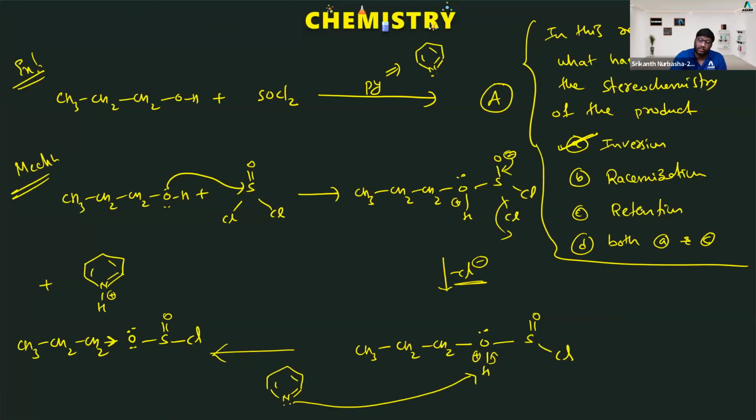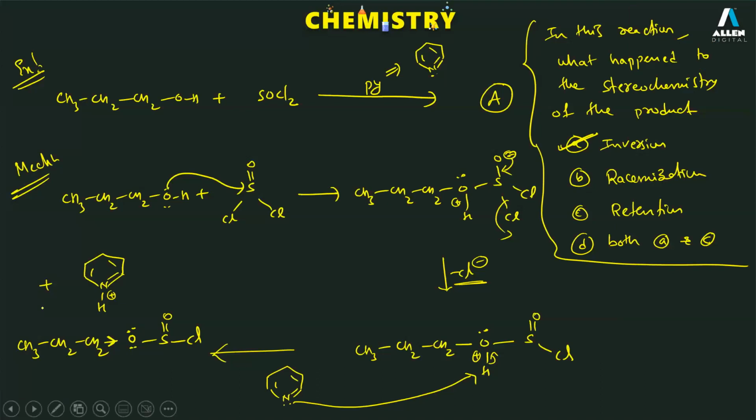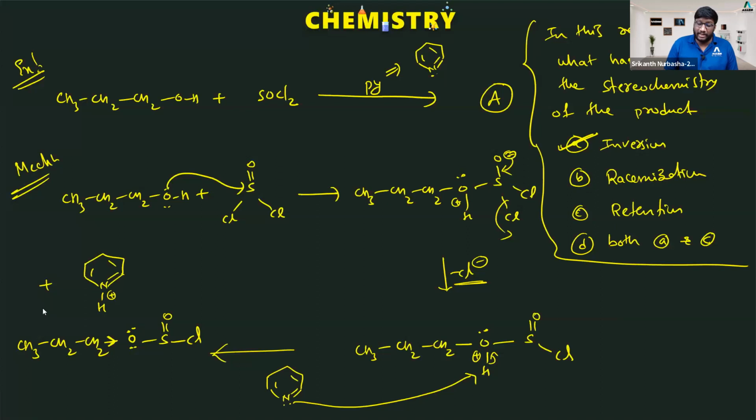So you have to understand this point carefully. Whenever you treat an alcohol with thionyl chloride in the presence of pyridine, it is SN2 attack. In the absence of pyridine, it is SNi attack. SN2 attack means inversion, SNi means retention. So A will be the right answer. Very good. These are about your nucleophilic substitution reactions: SN1, SN2, and SNi.